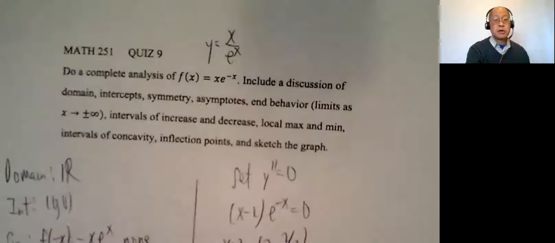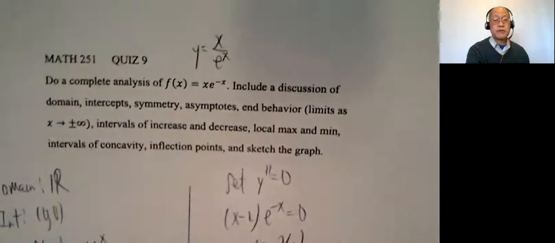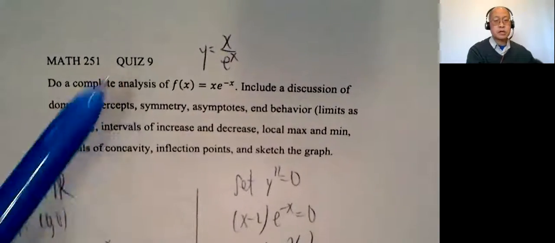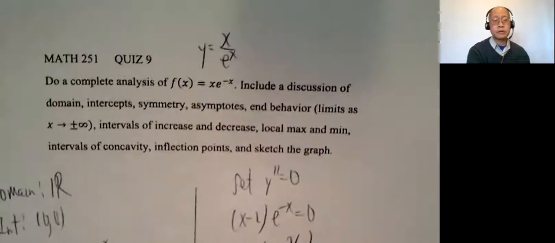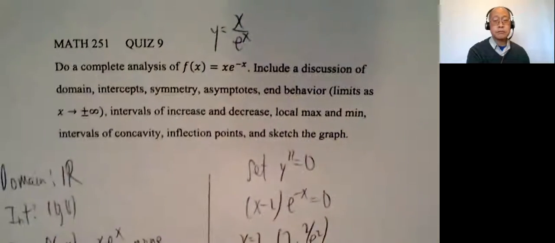This is the solution for the graph of f of x equals x e to the negative x to do a complete curve sketch for calculus 1. Right, so we're doing a complete analysis of f of x equals x e to the negative x, which is also the same as x over e to the x. We'll use that as necessary.